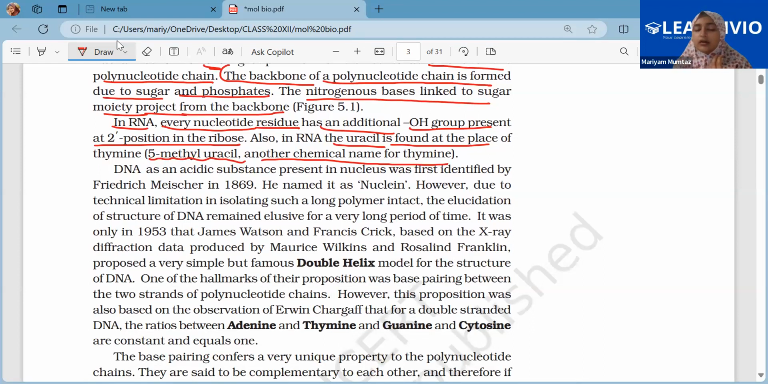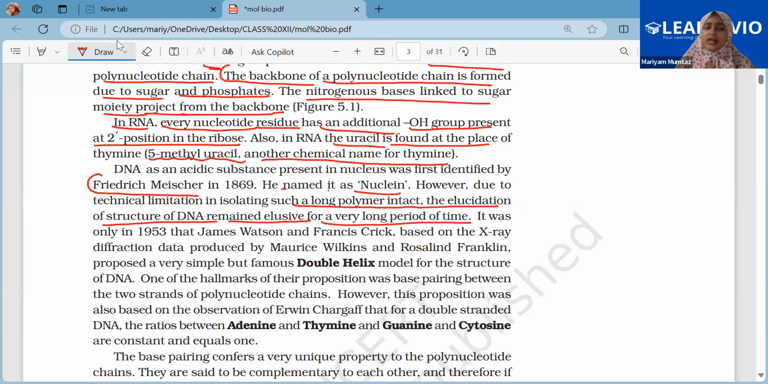Now, DNA as an acidic substance. We are talking about how DNA was termed an acidic substance. Why is it not basic? It was actually identified by Frederick Miescher. He was the person who said that DNA is an acidic substance. He named it nuclein at that point of time; it was not named DNA. However, due to technical limitations in isolating such a long polymer intact, the elucidation of the structure of DNA remained elusive for a long period of time.